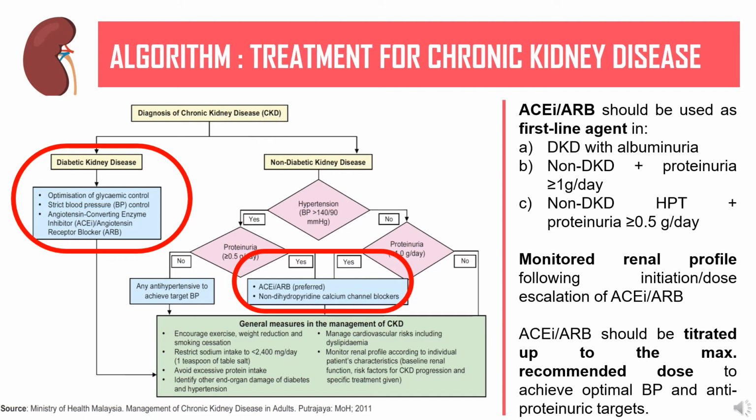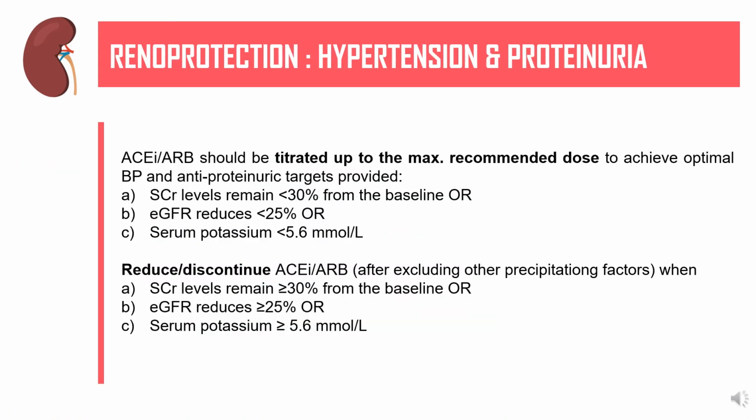We need to monitor the renal profile of the patient following the initiation or dose escalation of ACE inhibitor or ARB. The dose of ACE inhibitor and ARB should be titrated up to the maximum recommended dose to achieve the optimal blood pressure and anti-proteinuric targets. Renal profile should be reassessed within 2 weeks upon initiation or dose escalation of ACE inhibitor or ARB therapy.